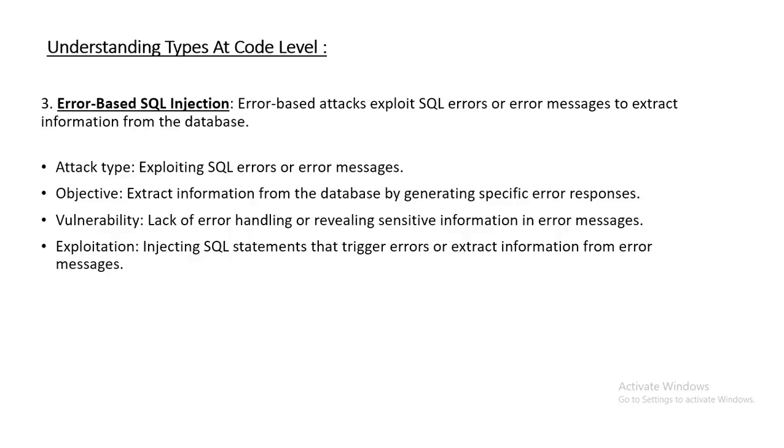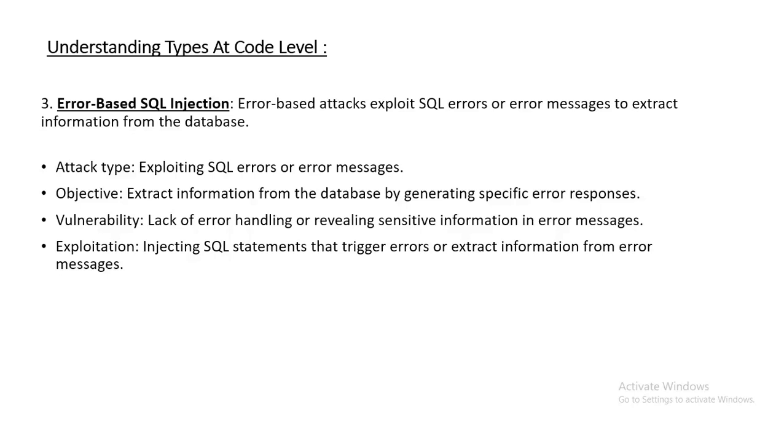Let's break down the key points step by step. Error-based SQL injection involves exploiting SQL errors or error messages that the application generates. The objective of an error-based SQL injection attack is to extract information from the database by generating specific error responses. The attacker aims to leverage SQL error messages to gain insights into the database structure or retrieve sensitive data.